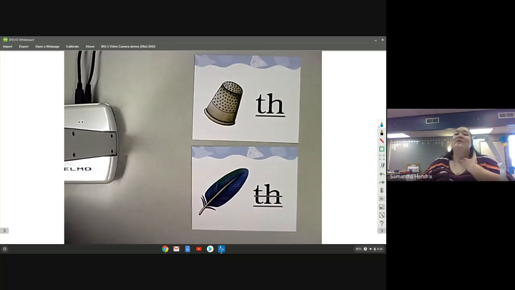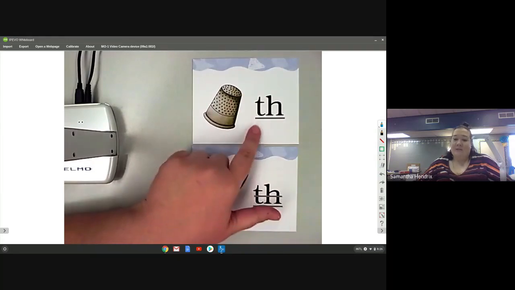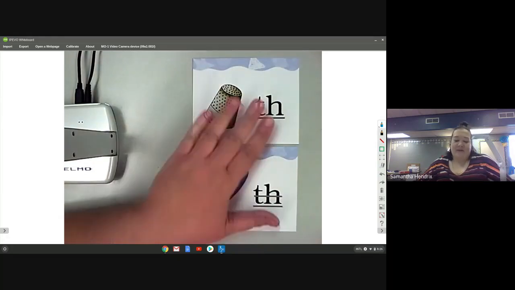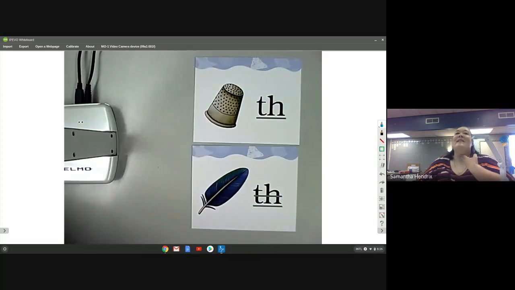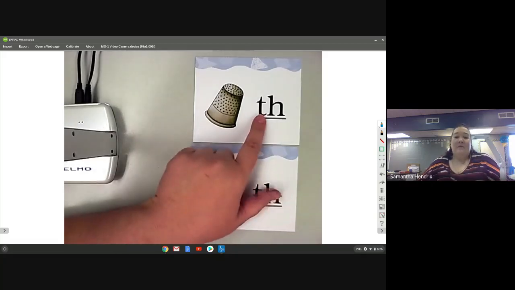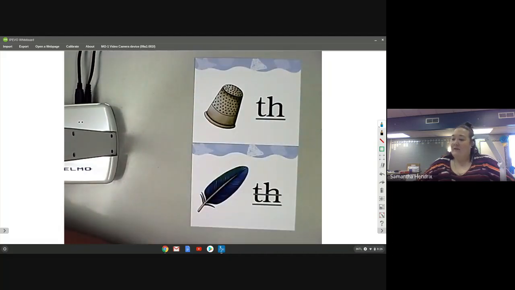So put your fingers on your throat and say feather. Do you feel it in the TH? Feather. Thimble, they're both underlined because they're digraphs. Thimble does not have a voice line. Put your fingers on your throat and go, thimble. Your vocal cords don't move until you get to the I sound. So, unvoiced, thimble, voiced, feather.